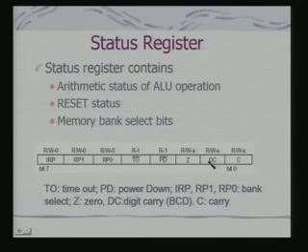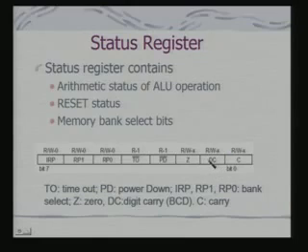Why is that carry important? If I am looking at BCD operations, in a BCD operation I need to keep track of the carry from the 4th bit, and that is why I have a special status bit to indicate that. These 2 bits are used for timeout indication as well as power down mode, and these we shall discuss when we consider the power management aspect of these microcontrollers. These bits are used for memory bank select.